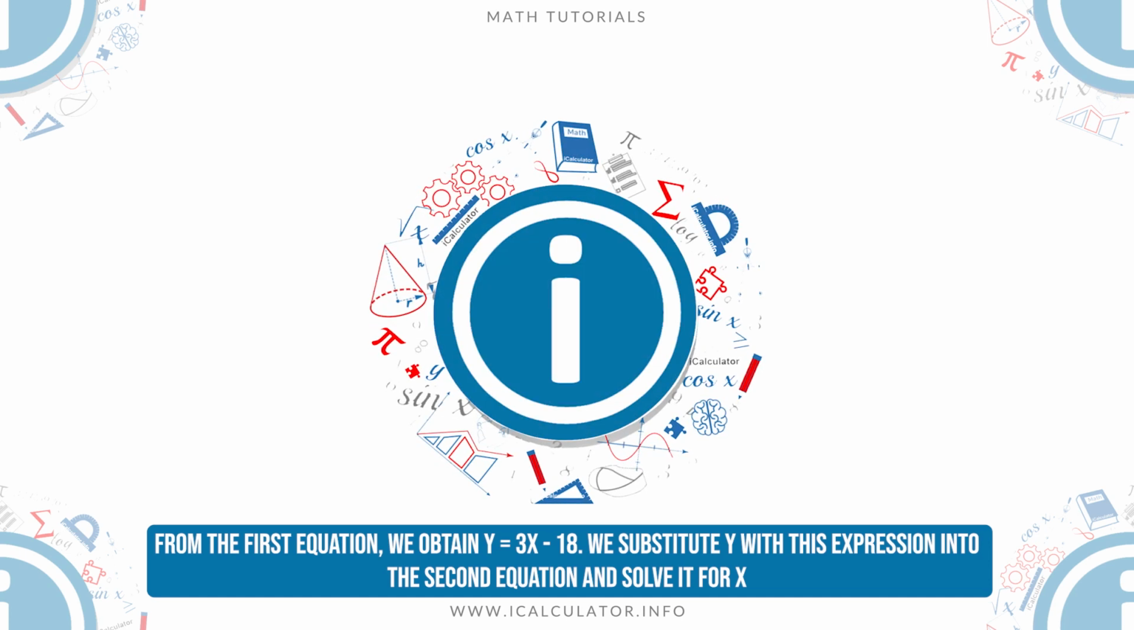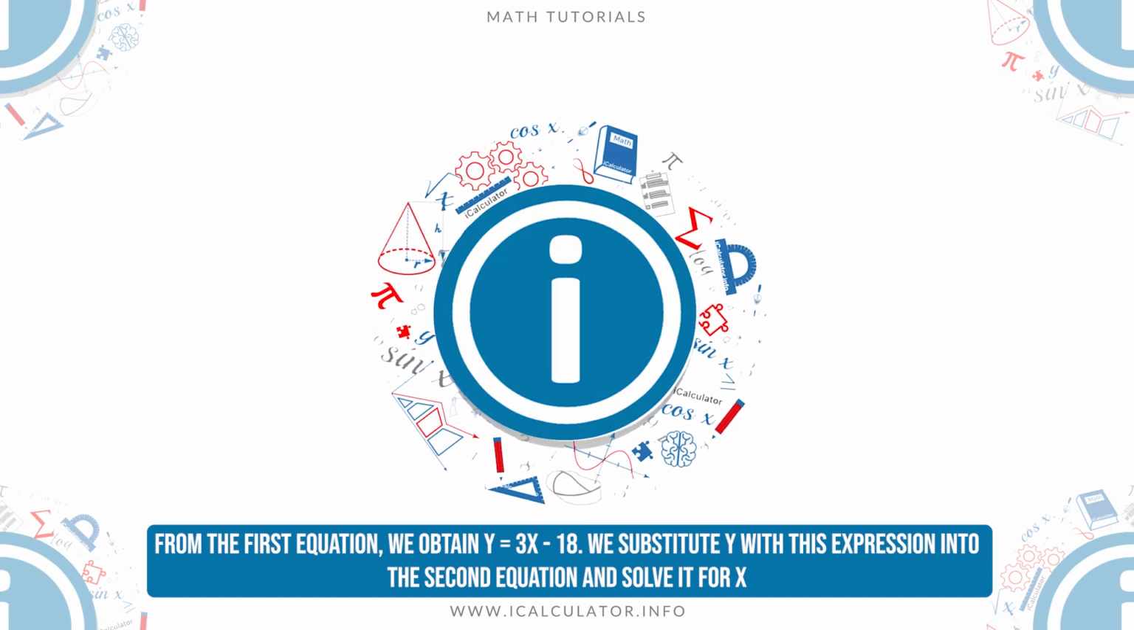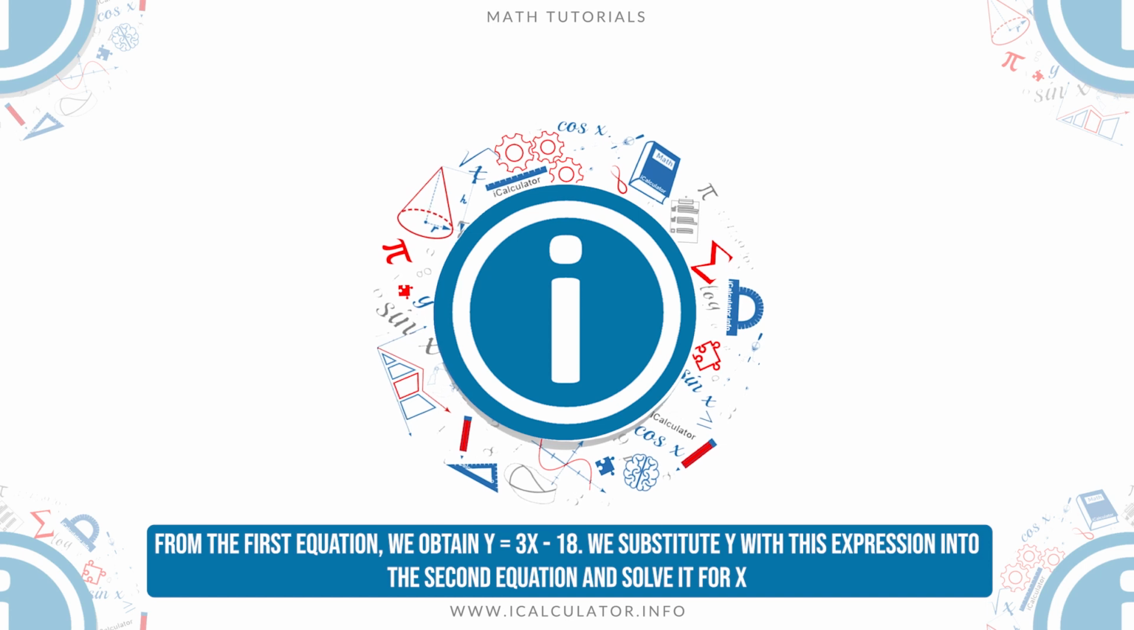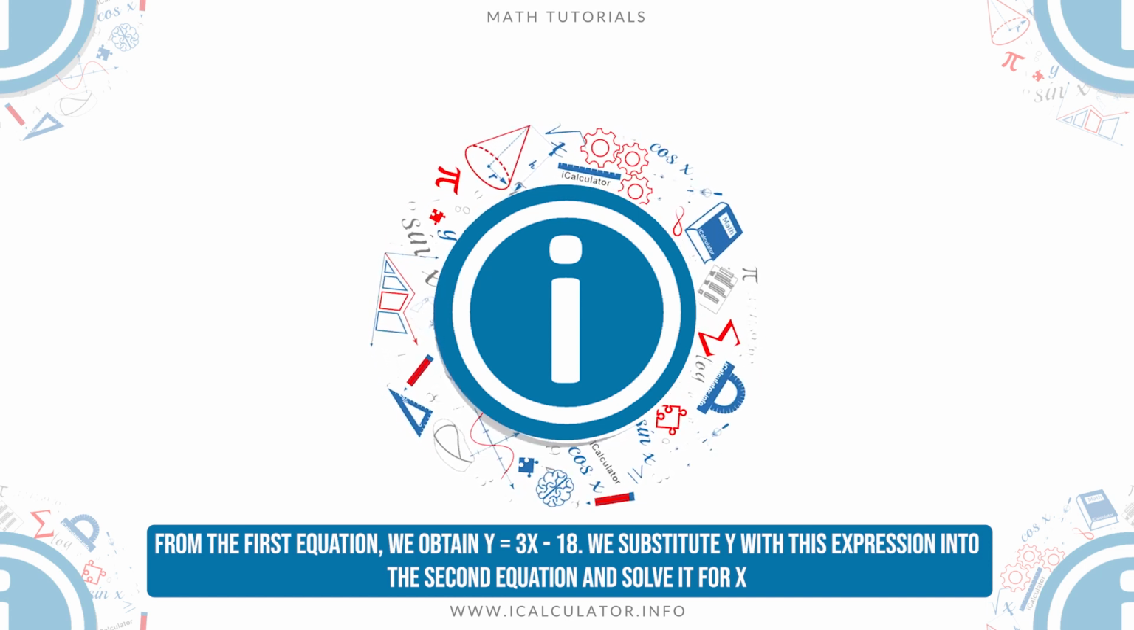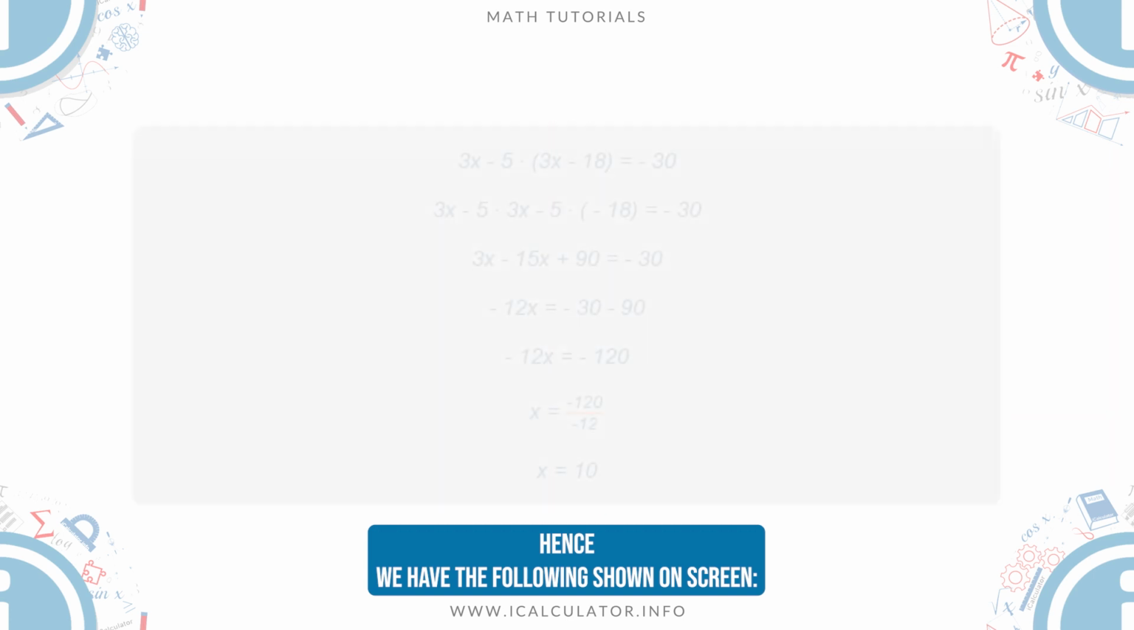From the first equation, we obtain y equals 3x minus 18. We substitute y with this expression into the second equation and solve it for x. Hence, we have the following shown on screen.